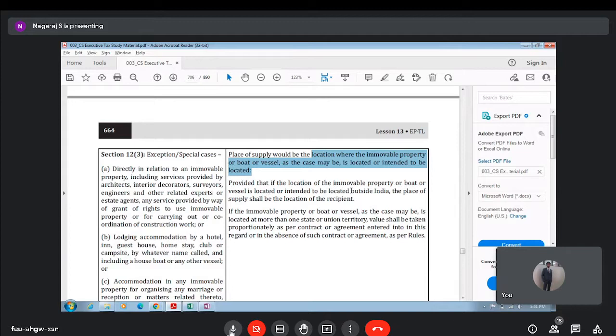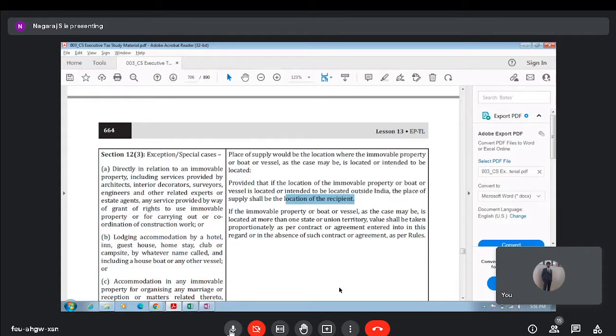intended to be located outside India, and Dubai is outside India, the place of supply shall be the location of the recipient. Who is providing the services to you? Those engineers, interior designers and architects are giving services to you. If you are the registered person, the location of the recipient, when the building is intended to be situated outside India. Understood? Yes, sir.